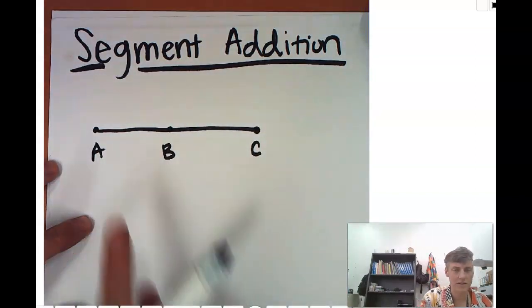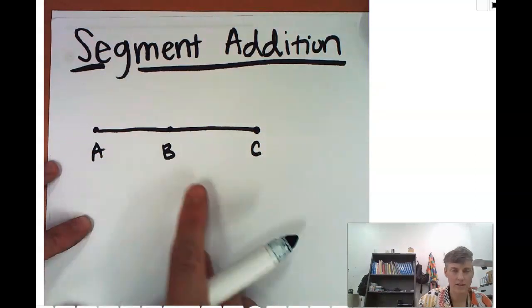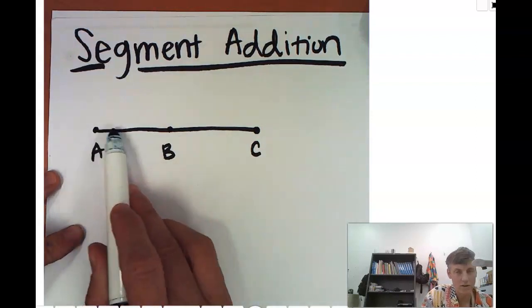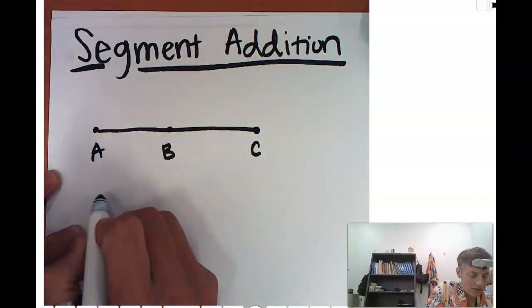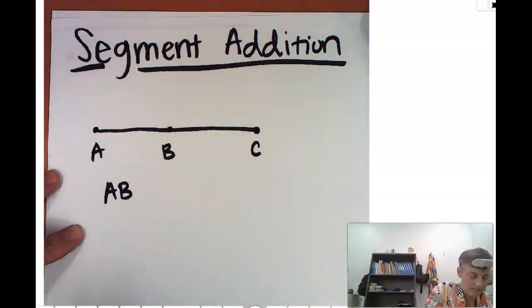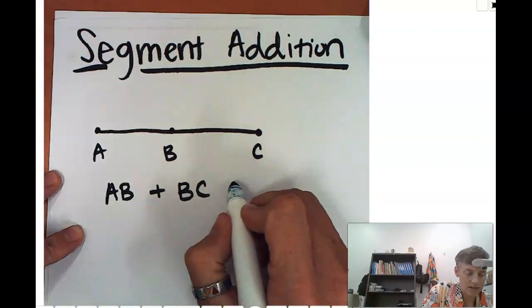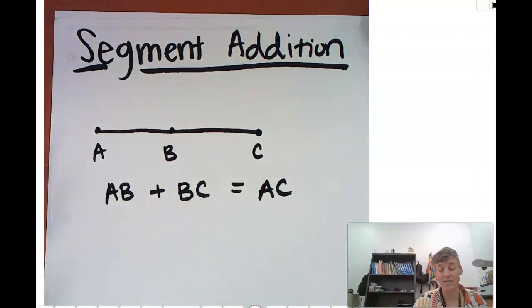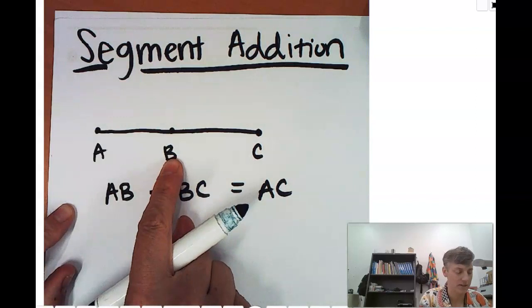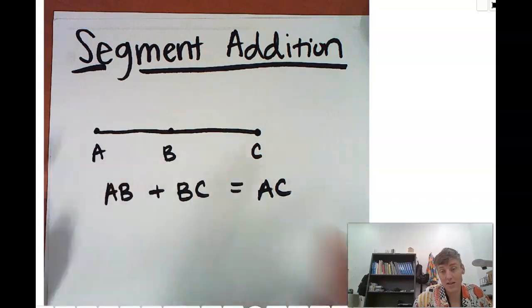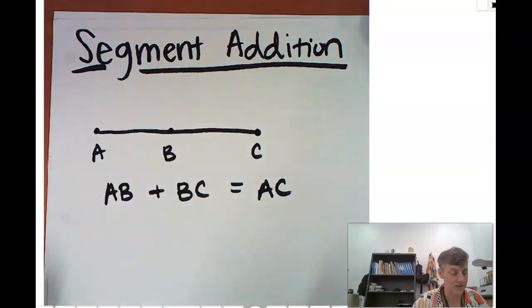We took two segments, AB and BC, and together we made a new segment, a super long one from A to C. So again, we added segment AB plus segment BC to make a brand new segment AC. That's the crux of this whole thing, adding two segments together. As long as the middle point is part of each of the two smaller segments, you can make one giant big segment.